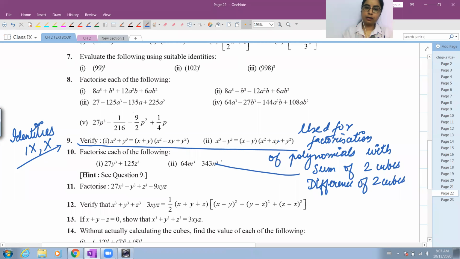और इसकी एप्लीकेशन यहाँ पे होगी in question number 10.